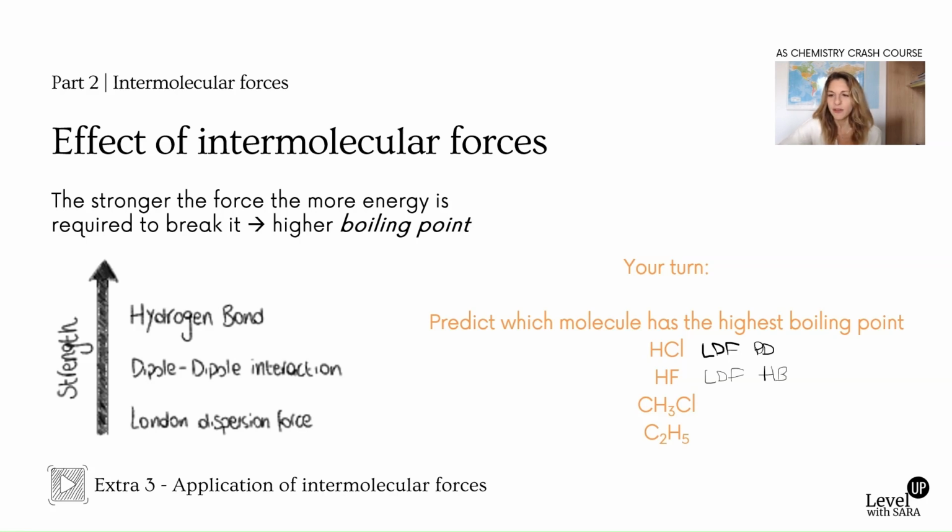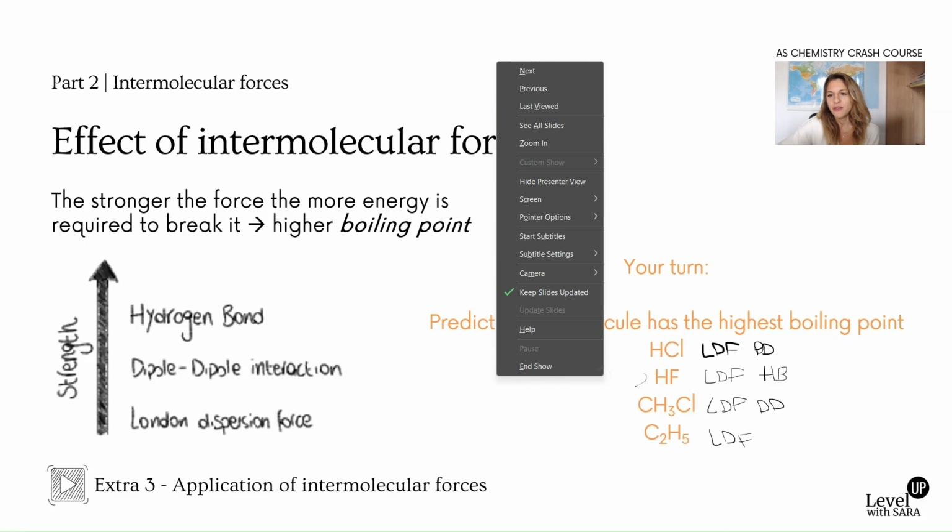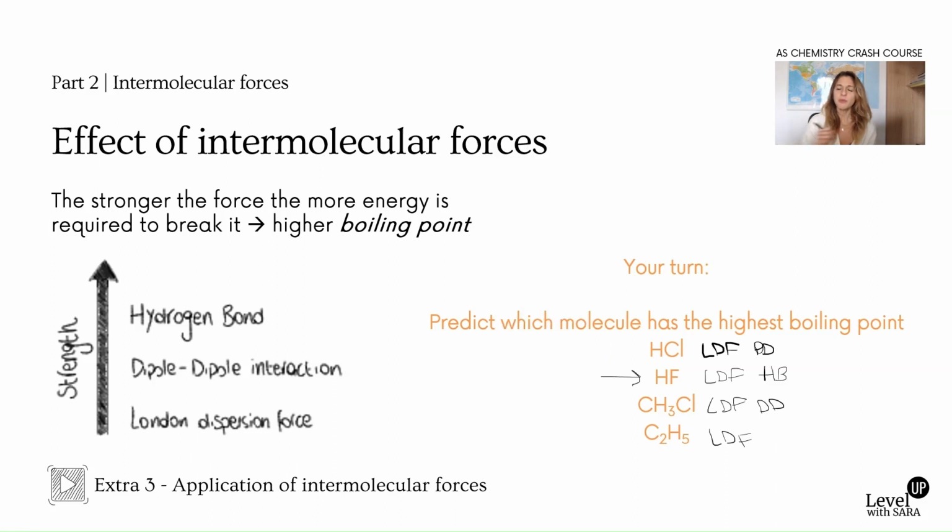Then this one, what does it have? Of course, London dispersion force. Then we have one carbon-chlorine bond, so this is going to be dipole-dipole. And this one has carbon and hydrogen. That's something to know, but we could also predict it from the Pauling values. There is no difference in electronegativity, which means that the only force is London dispersion force. So HF is the one with the strongest force, which means that it's going to have the highest boiling point.